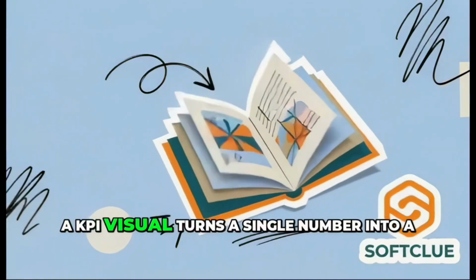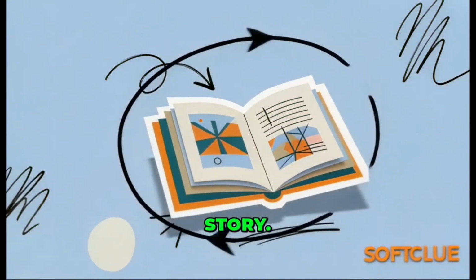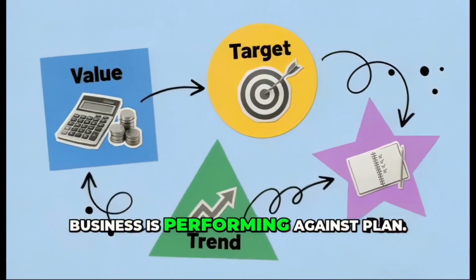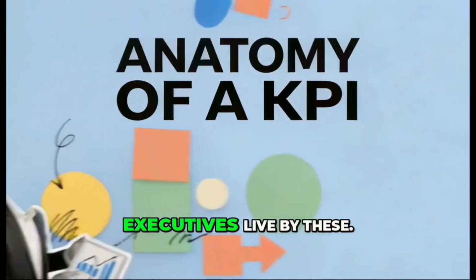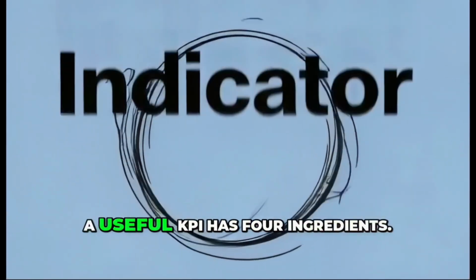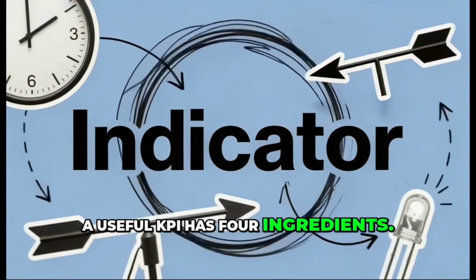A KPI visual turns a single number into a story: current value, target, trend, and how the business is performing against plan. Executives live by these. Anatomy of a KPI. A useful KPI has four ingredients.